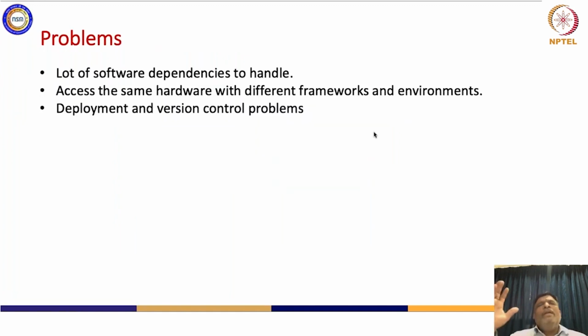There are a lot of software dependencies to handle, because there will be different teams working on different types of frameworks, different operating systems, versions, and so on and so forth, and all have to run on the same hardware, right? So you need to access the same hardware. Each of you will have different frameworks and different approaches to solve, and deployment and version control problems will be encountered as you go along. These are the three problems which you have to encounter when you are working on common shared hardware, right?